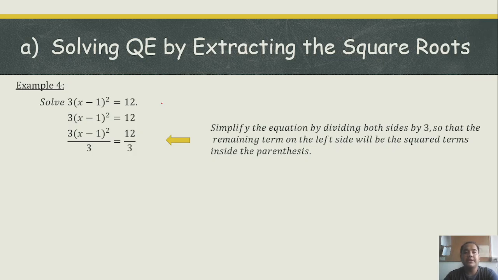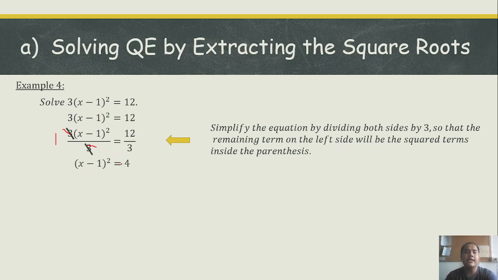So, let's perform step number 1. 3 times x minus 1 squared divided by 3 is equal to 12 divided by 3. 3 divided by 3, the answer is 1. So, 1 times x minus 1 squared. The remaining term on the left side will be x minus 1 squared. Then, 12 divided by 3, the answer is 4. So, yung kalabasan ng next slide natin is x minus 1 squared is equal to 4.